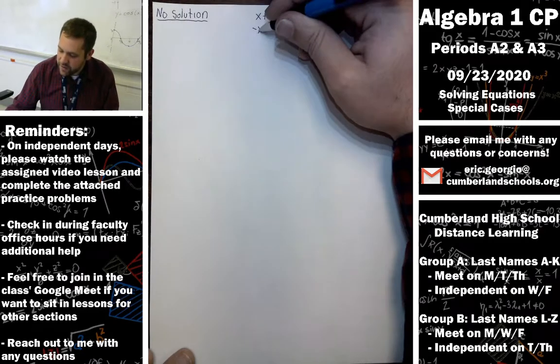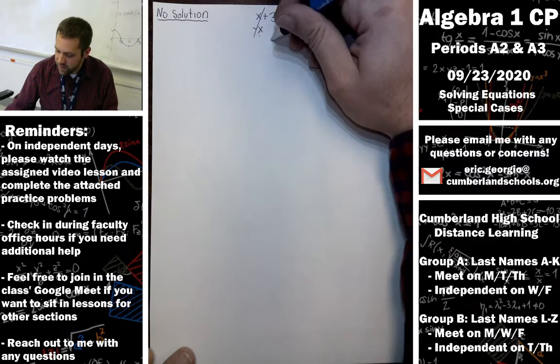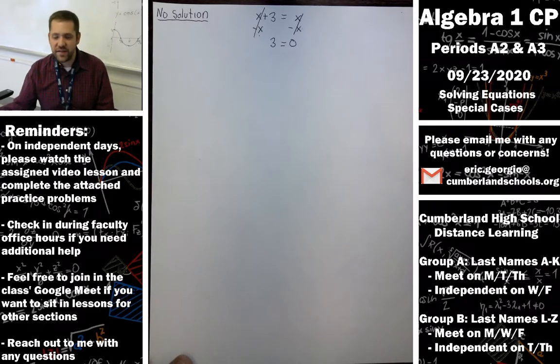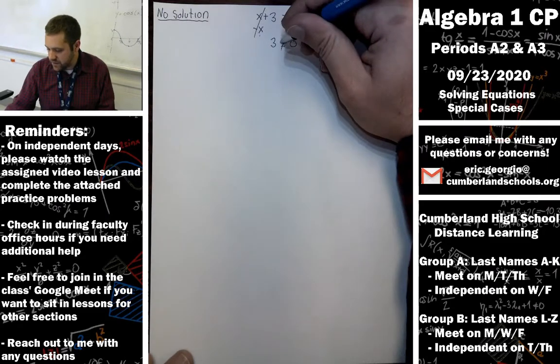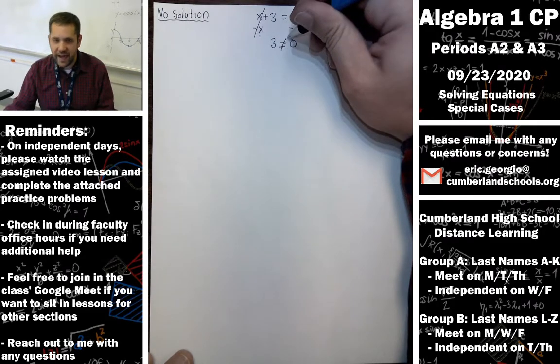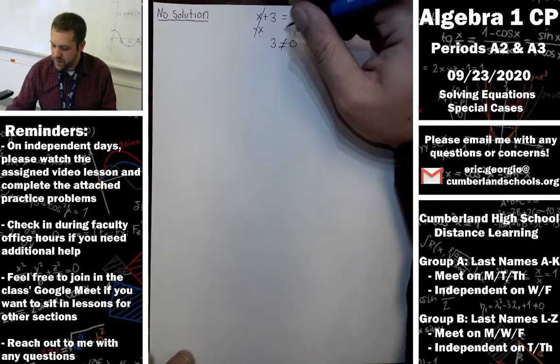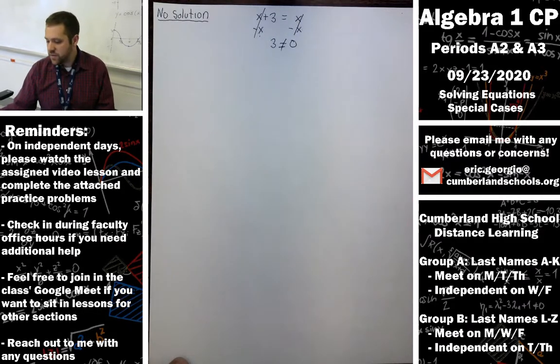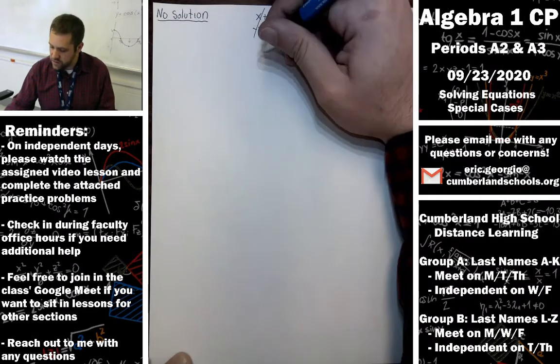Here, we would notice that this is going to cancel out as well, and we're left with 3 is equal to 0, but that's not a true statement, right? There's no way that that makes any sense. 3 is not equal to 0, and in case you've never seen this notation, the equal sign with a slash through it means not equal to. 3 is not equal to 0, and there's no value for x that would make this work, so we can therefore say that this has no solution.